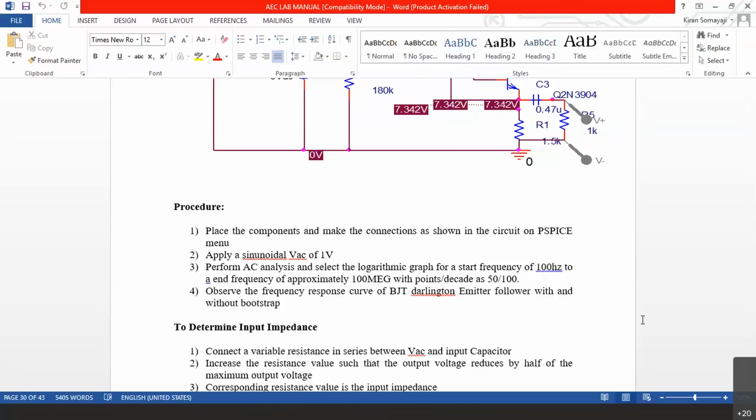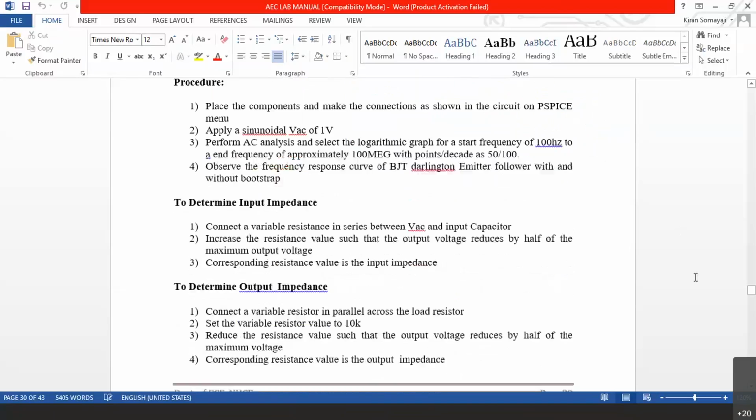So select the logarithmic graph. Starting frequency can be 100 Hertz, ending frequency can be around 100 megahertz, and points per decade can be 50/100. That is the roll-off factor, or for the graph sheet, what all points you want to have. Now observe the frequency response curve of the BJT emitter follower with and without bootstrapping. You can measure the gain also, you can measure the bandwidth also there. You will have a very large bandwidth there, and gain will be almost equivalent to unity. Later on, you can measure the input impedance.